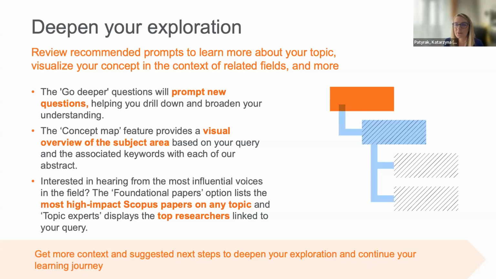The Keyword Graph feature provides a visual overview of the subject area based on your query and the associated keywords with each of our abstracts. The Foundational Papers option lists the most high-impact Scopus papers on any topic, and Topic Experts displays the top researchers linked to your query. So this gives you a deeper understanding of whatever new field you are exploring.